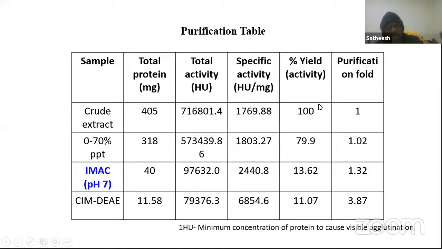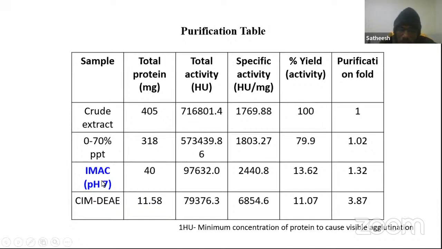The first crude extract will always have 100% yield, so we consider it as 100% yield, and it is not purified. So the purification fold is also considered as 1. Now we have the 70% ammonium sulfate precipitation. Here we have 318 milligram of protein and this much specific activity, and the percentage yield has reduced from 100 to 79, because the protein has reduced from 405 to 318.